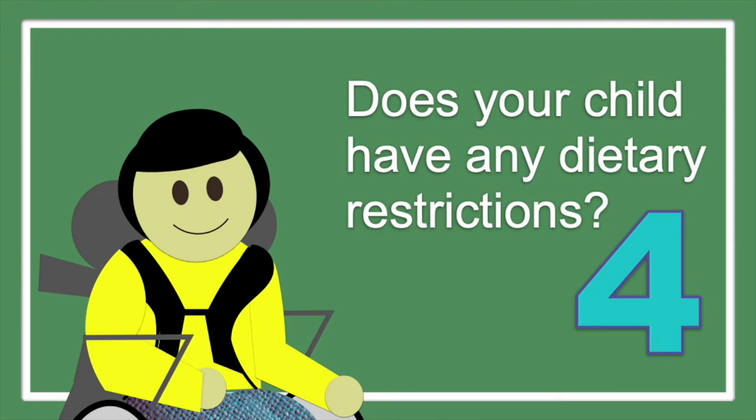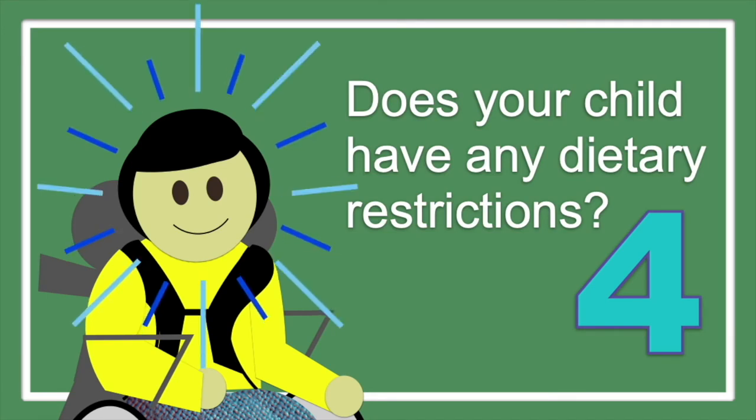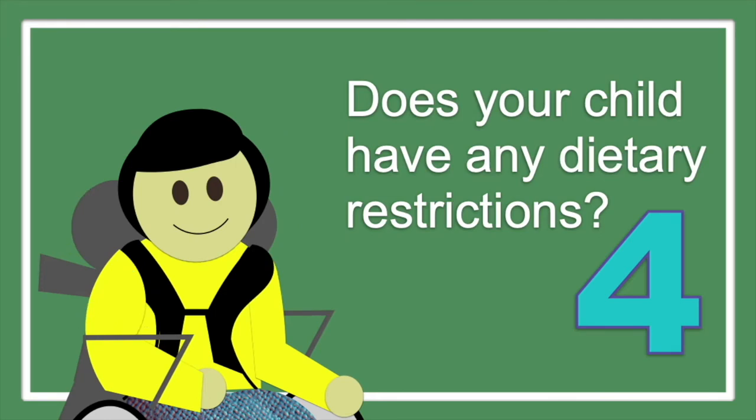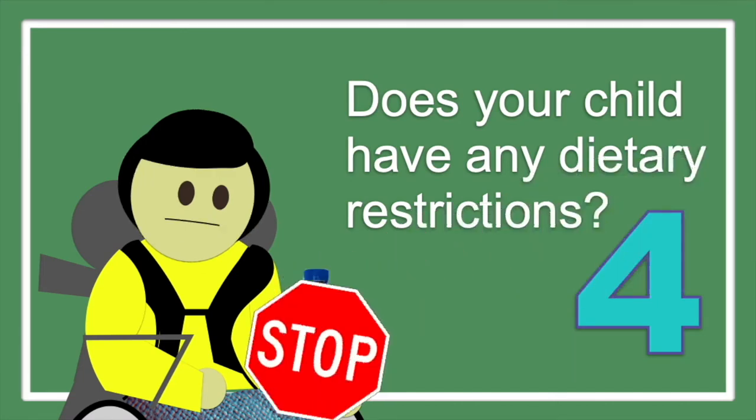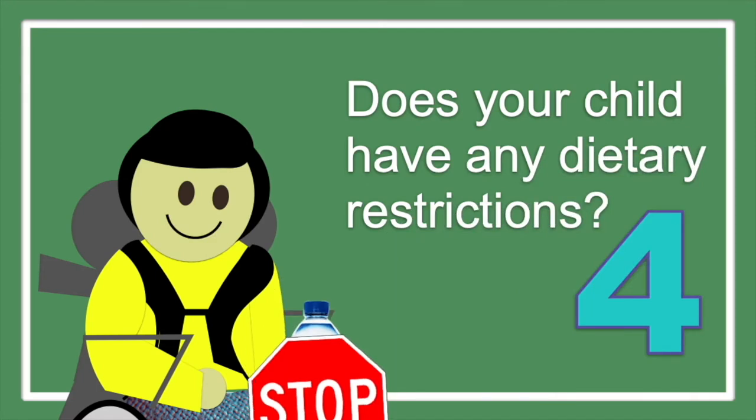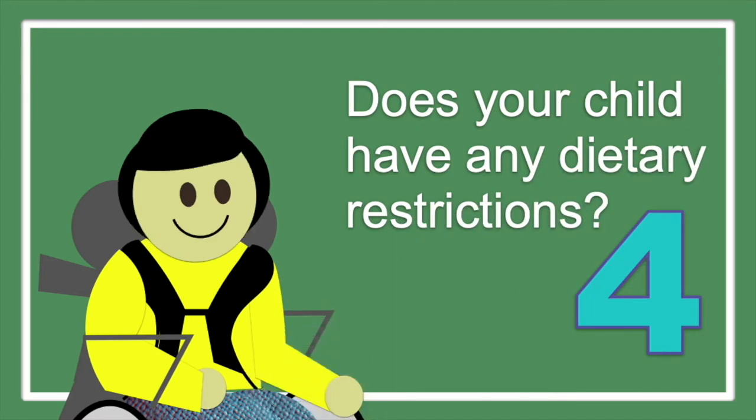Number 4, does your child have any dietary restrictions? In some cases, cerebral palsy can affect the muscles around the face, tongue, and mouth. This can make chewing, swallowing, and controlling saliva hard for some people. This means some people have restricted diets to keep them safe from choking or aspirating. Sometimes this includes not drinking things like water or juice, and only drinking thickened liquids that a family provides. And some people even have a feeding tube. Finding out what is safe and not safe for a child to eat or drink is extremely important for their safety.